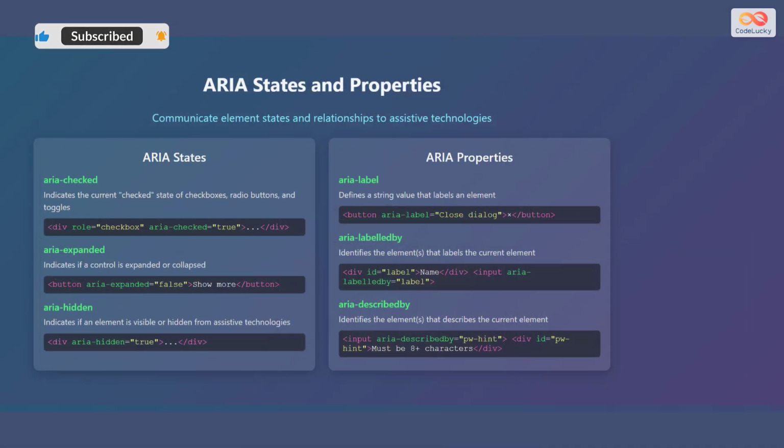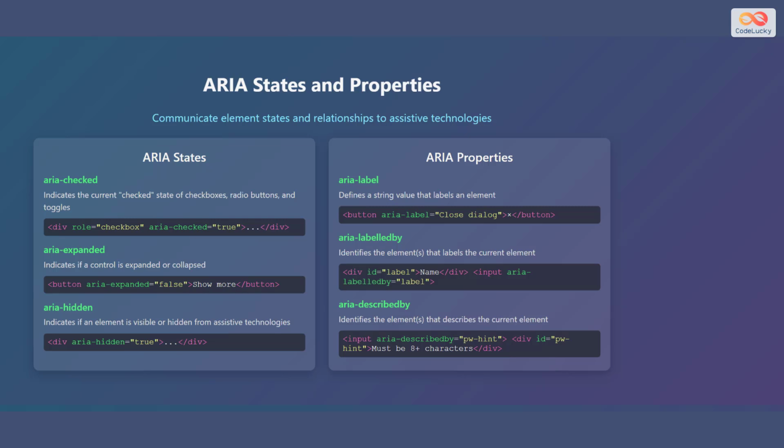Now let's discuss ARIA states and properties. These attributes communicate element states and relationships to assistive technologies. Some common ARIA states include ARIA checked, which indicates the current check state of checkboxes, radio buttons, and toggles. The code example is div role equals checkbox, ARIA checked equals true / div.